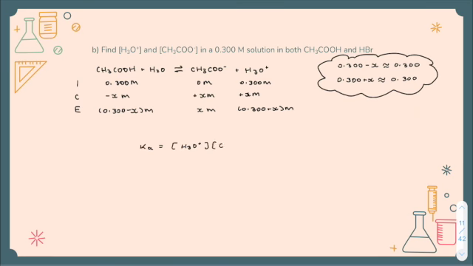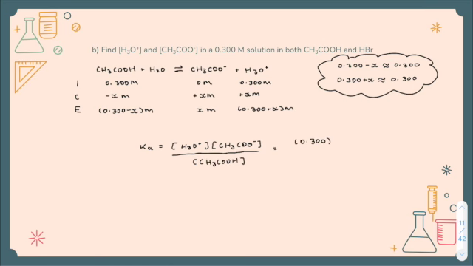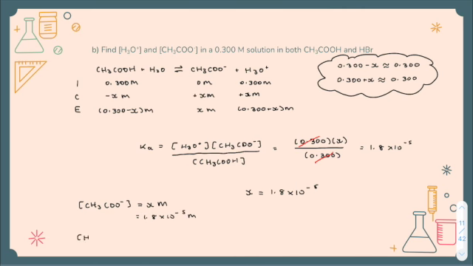So the Ka is equal to the concentrations of the products over the reactants, which gives us 0.3 times x over 0.3. And this is equal to the Ka for acetic acid, which is 1.8 times 10 to the negative 5. As you can see, both 0.3's cancel out, so we have x is equal to 1.8 times 10 to the negative 5. So our final concentration for acetate will be x M, so that'll give us 1.8 times 10 to the negative 5 molar. For the hydronium ion concentration, it's 0.3 plus x M, which will give us 0.3 molar.